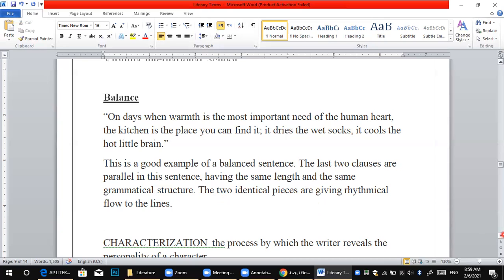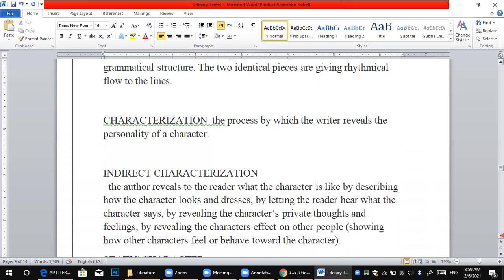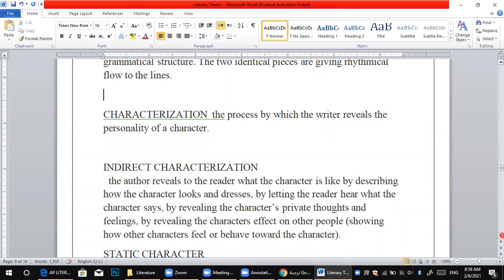After balance, there is characterization. What does characterization mean? Characterization is the process by which the writer reveals the personality of the character. So when the author tries to write a story, he tries to reveal and let you as a reader know about the characters. This character, for example, Macbeth.